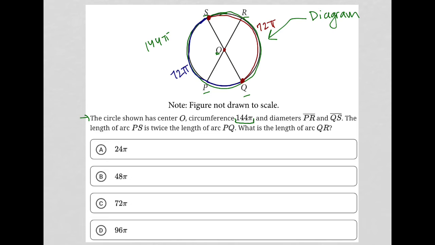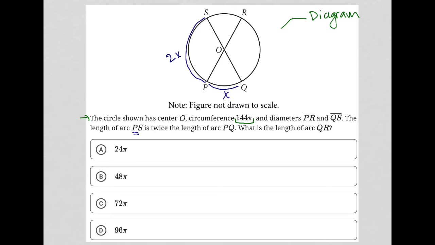The question goes on to say, and diameters PR and QS, which we knew already because O was the center, and diameters connect different sides of the circle through the center. The length of arc PS. Okay, so the length of arc PS. Let's erase all this, but let's keep it in mind, the 144 pi and the 72 pi's for each half circle. But the length of arc PS, which is here, is twice the length of arc PQ, which is here. So if this were x, that means this would be 2x.